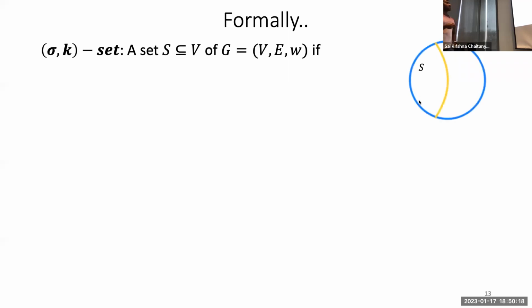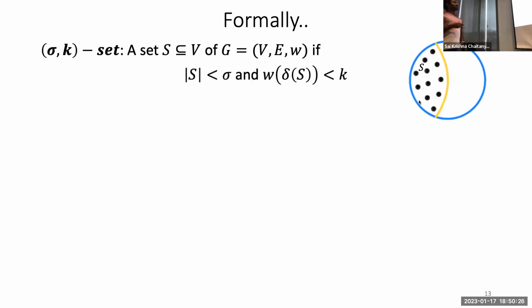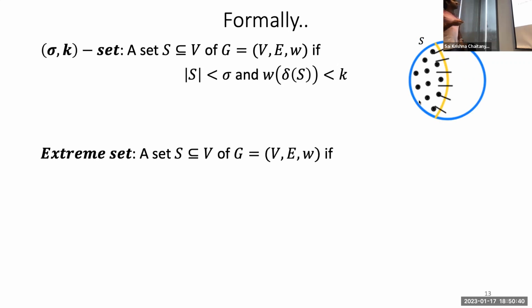Formally, a sigma k set is nothing but a set S, which is a subset of V of graph G, if the number of vertices in the set S is less than sigma and the size of the cut is less than k. So that is just what I have told before, formally defining small size cuts of small cardinality. And now we need this notion of extreme set. So I'm defining it here for our algorithm.